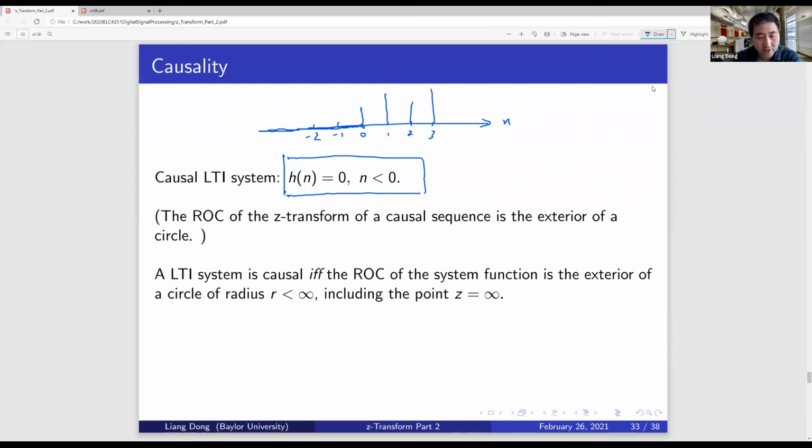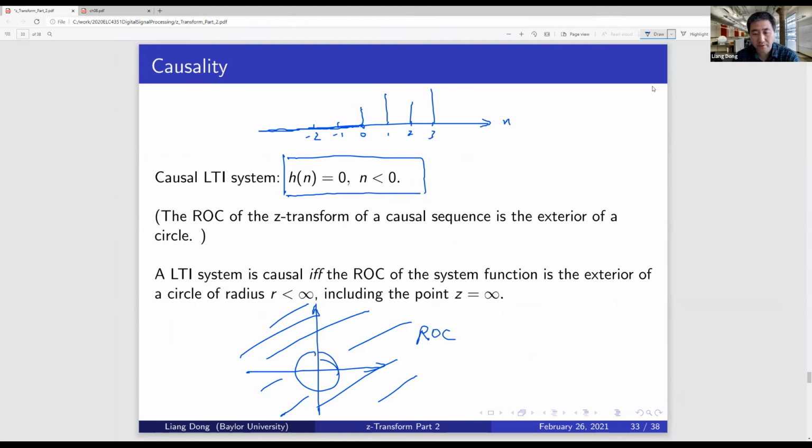The region of convergence of the Z transform of a causal sequence is the exterior of a circle. So we know that for a causal system, the region of convergence is the shaded region like that. It's always an exterior of a circle. So a linear time invariant system is causal if and only if the region of convergence of the system function is the exterior of a circle with a finite radius. So this is radius R. We have to have a finite radius.